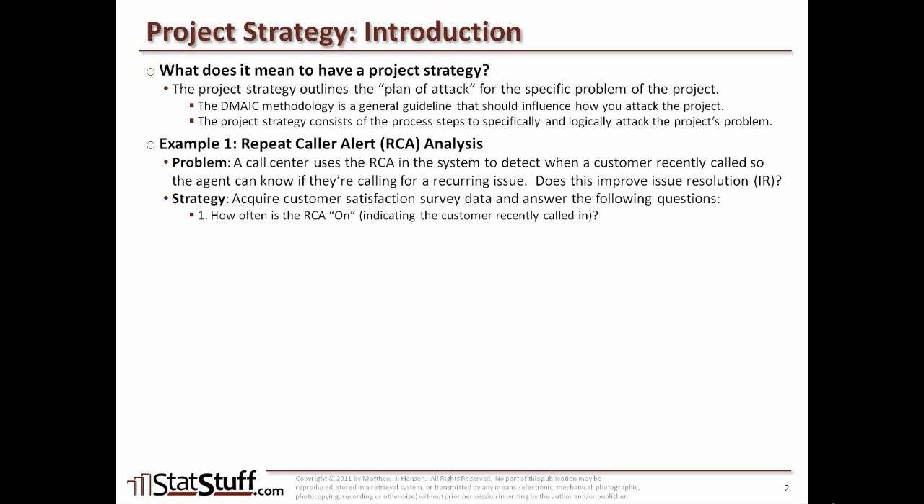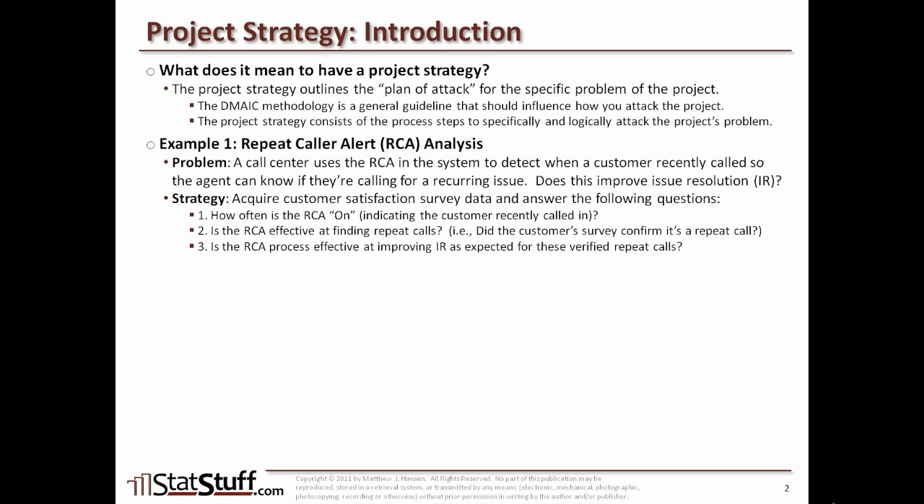So the first question was, how often is the RCA, that indicator, even on? In other words, how often is it really indicating to us that it suspects the customer is potentially a repeat call customer? Next, we wanted to ask, is that indicator, the RCA metric, effective at finding repeat calls? In other words, did the customer survey actually confirm that it's a repeat call? The last question was, is the RCA process effective at improving IR as expected for these verified repeat calls?